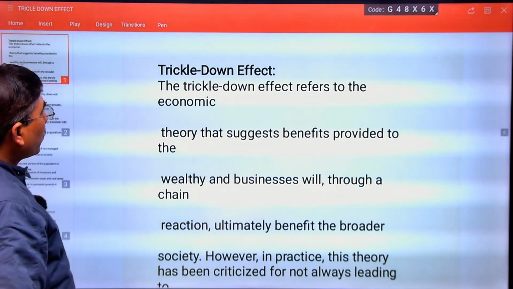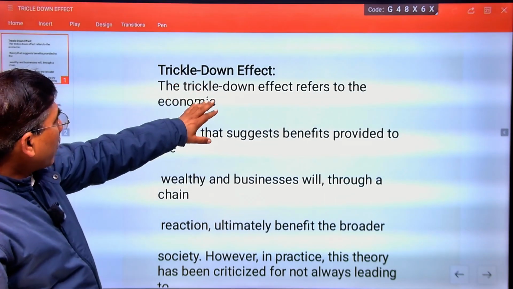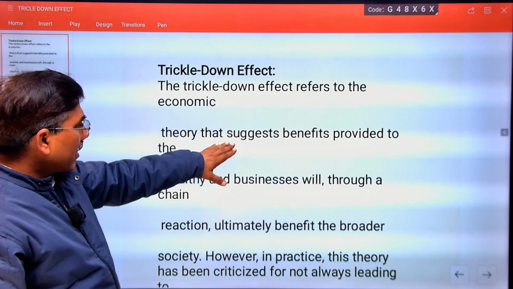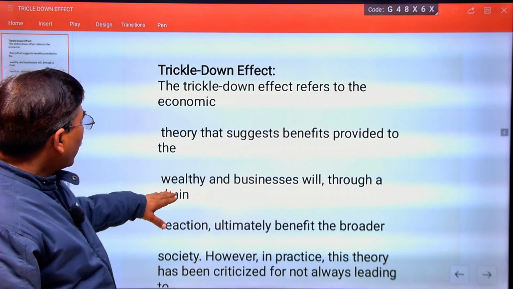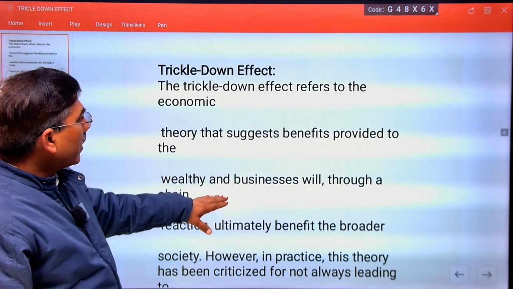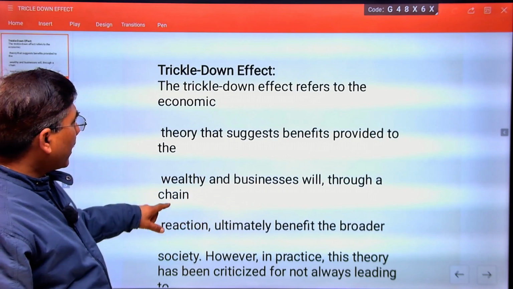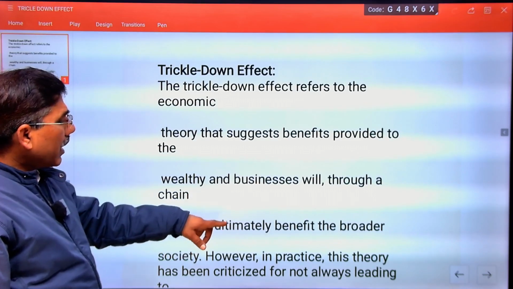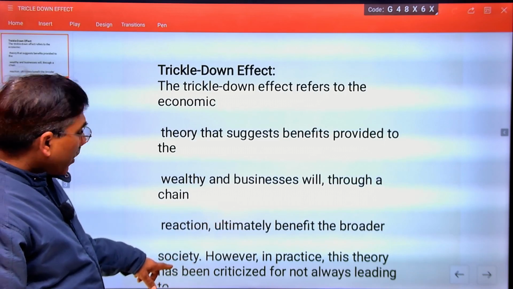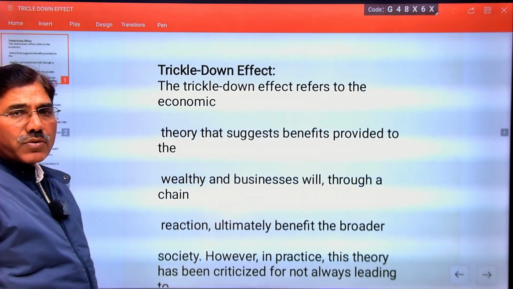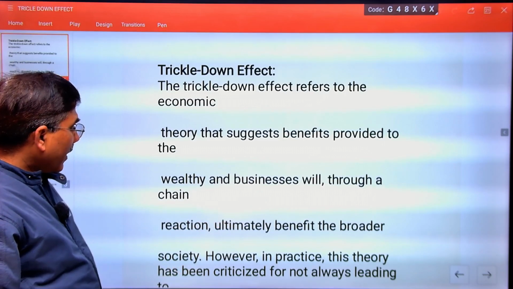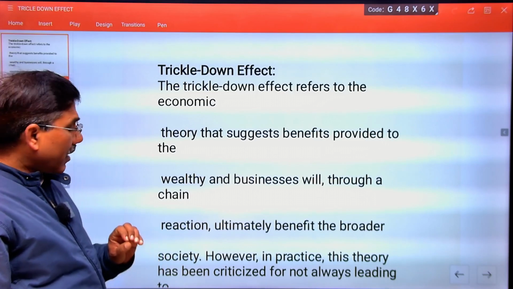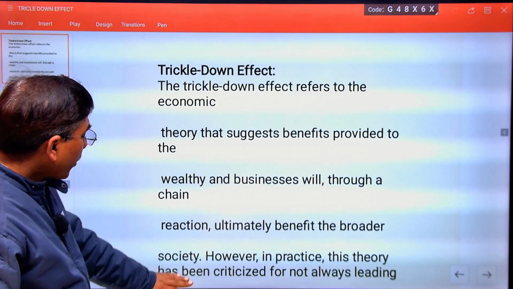Now come to the issue. If you go through this point, the trickle down effect. The trickle down effect refers to the economic theory that suggests benefits provided to the wealthy and businesses will go through a chain. What is that chain? I discussed with you, that is the multiplier chain. Reactions ultimately benefit the broader society, meaning the marginal sections of the society, that is SC, ST, OBCs, or you can say simply without any social classification, economically backward sections of the society.